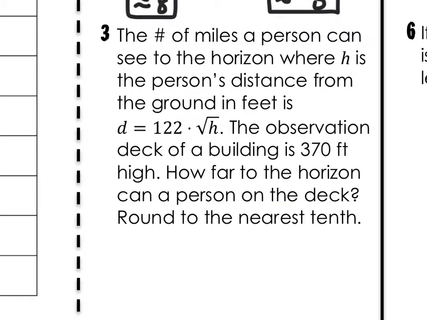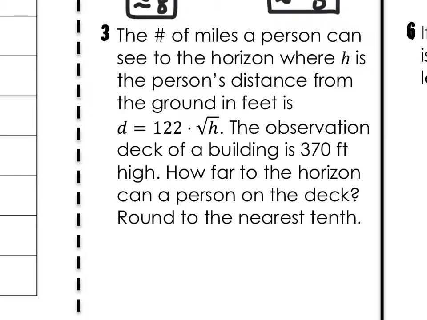Okay, now let's take a look at number 3. The number of miles a person can see to the horizon, where h is the person's distance from the ground in feet, is d equals 122 times radical h. The observation deck of a building is 370 feet high. How far to the horizon can a person see on the deck? Round to the nearest tenth.